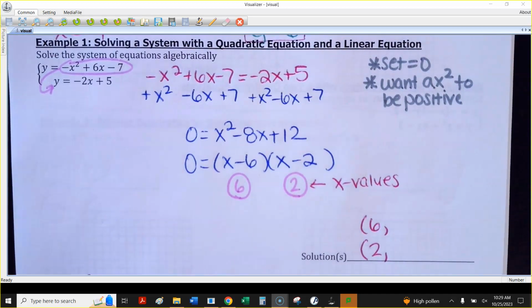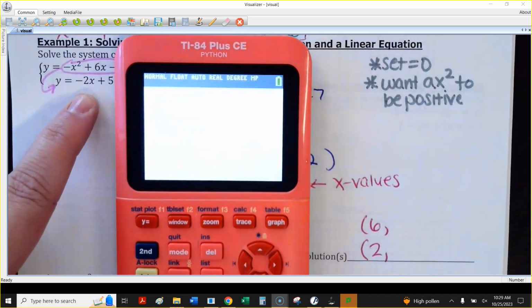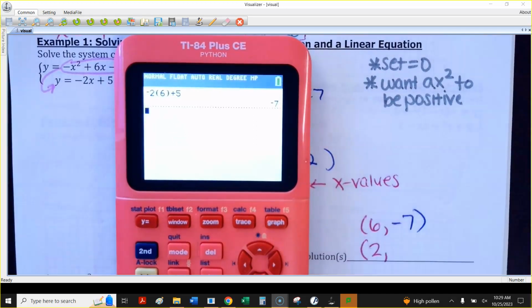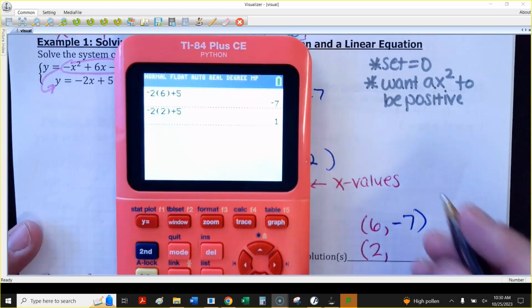Now, it is completely up to you, but I would recommend, if you have a line in the system, I would plug it back into the line because there's less things to type, basically. So I'm going to plug in 6 for x. In that equation for the line, I just have -2x plus 5. So I'm just going to do -2 times 6 plus 5. Don't judge me for typing that into my calculator, which I just totally did. All right, so -7 would be the corresponding y-coordinate. And -2 times 2 plus 5, the corresponding y-coordinate there would be 1.